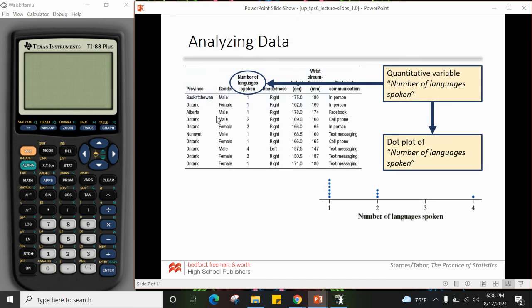Just want to go back and say gender would be another categorical. Handedness would be another categorical. Height would be quantitative. Wrist circumference would be quantitative. And provenance would be categorical as well. Right? So just to give you a little bit more ideas there.